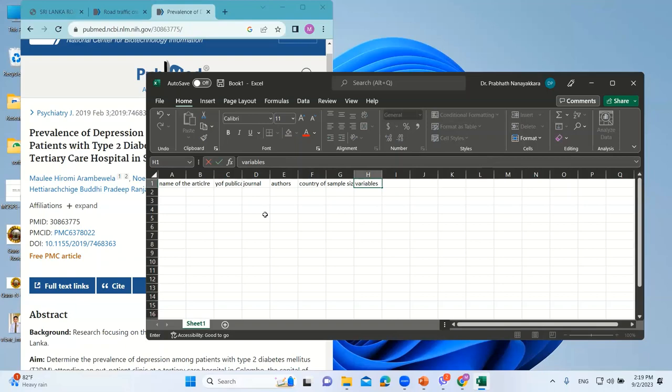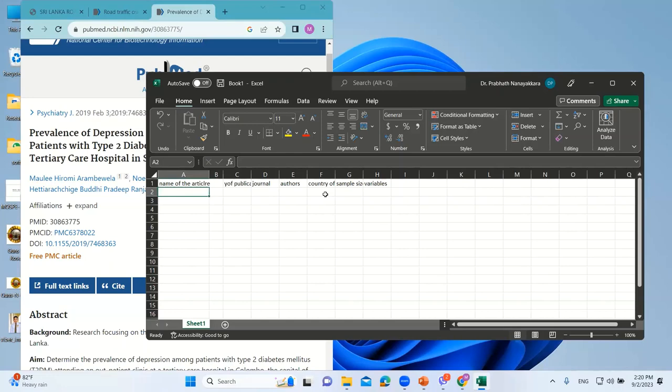Right? So, the country is Sri Lanka. Sample size 3000, and then mean age. Another important thing about the sample size: this will increase your sample size. A general article, you have a review, will have 30,000 people. So that's another advantage.